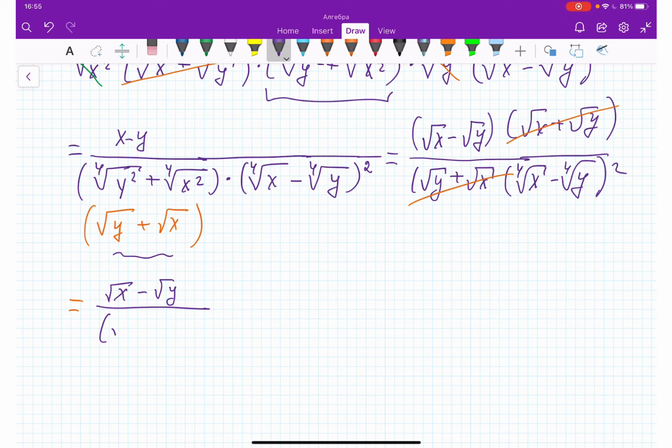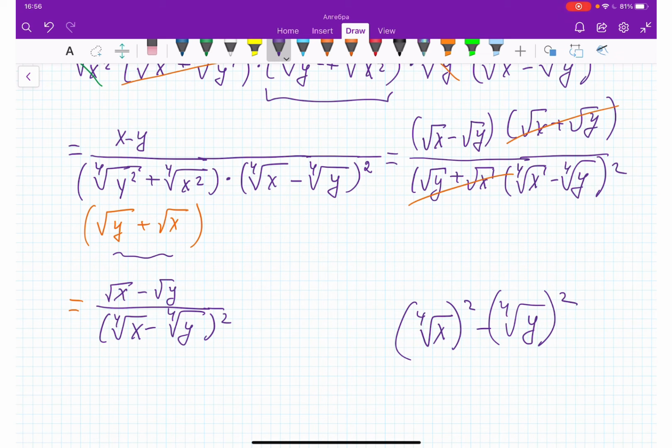And here I have radical degree 4 of x minus radical degree 4 of y squared. Now radical degree 4 minus radical degree 4 of y, can I represent as radical degree 4 of x squared minus radical degree 4 of y squared, which is going to be the same thing. It's the same as square root x minus square root y.